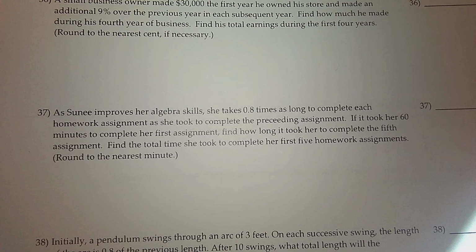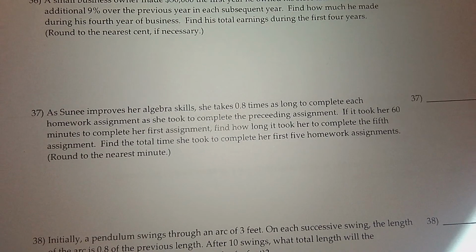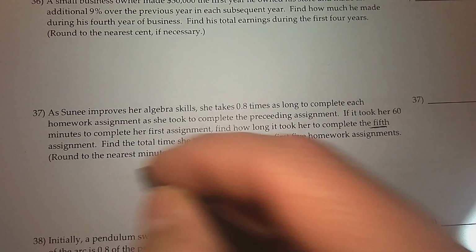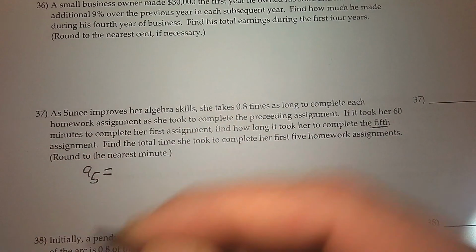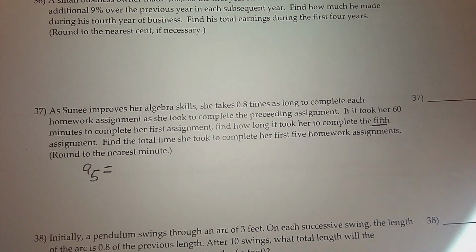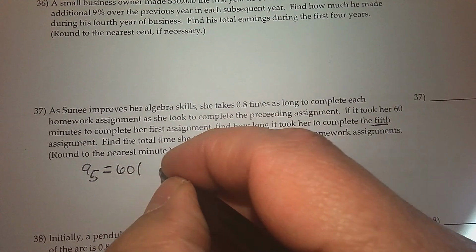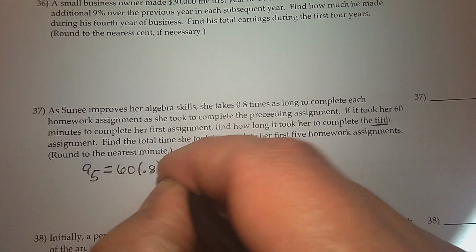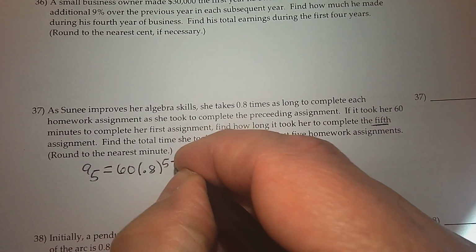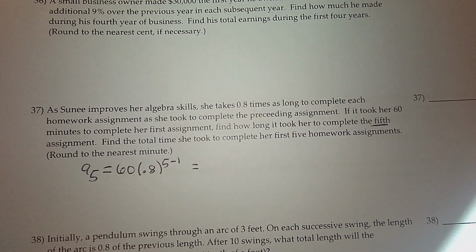So just that question is a sequence. Find the total time she took for her first 5 homeworks. That now is a series. So there's a sequence and a series question. So let's break that down. First of all, how long did it take to complete the fifth assignment? If I just want the fifth assignment, A1 took 60 minutes. Her R is 0.8, and then to the exponent, 5 take away 1. So simple geometric.